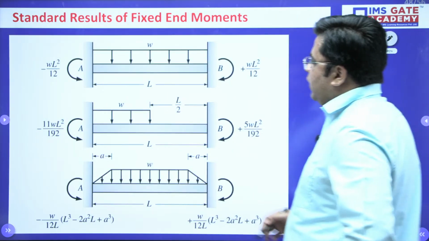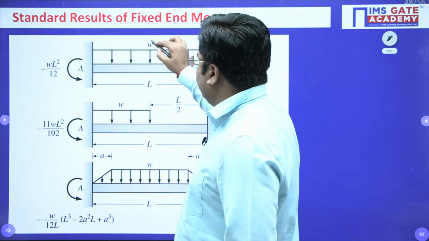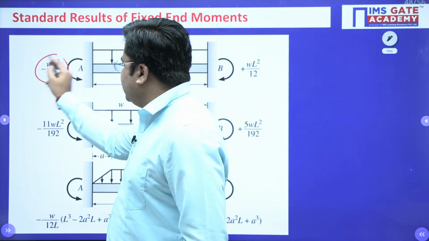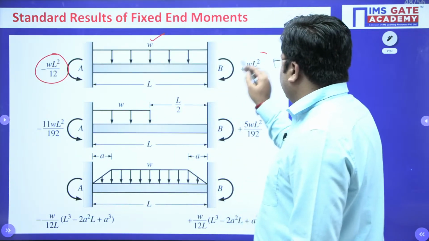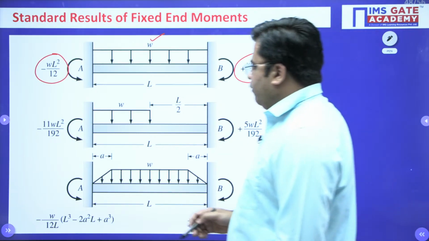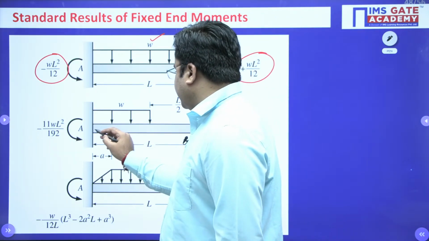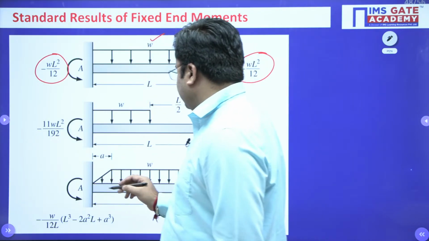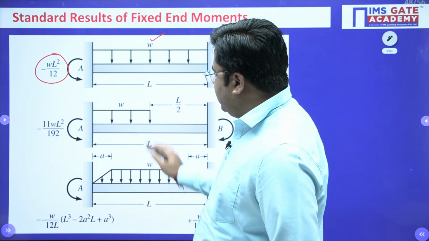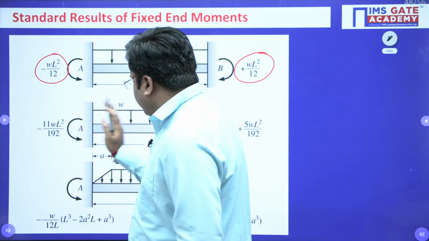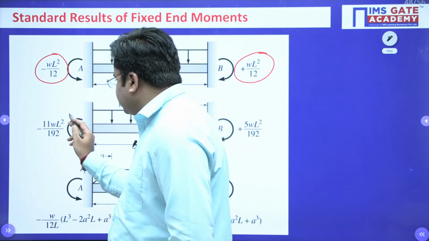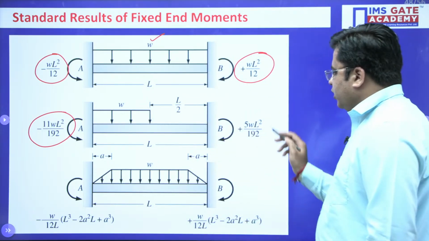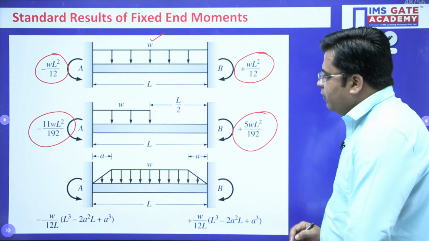Next is for different types of UDL. If your UDL is acting with uniform intensity W, then your fixed end moment at end A is minus WL square upon 12, and for end B it is WL square upon 12. If you have a UDL up to the half length, this is your mid length of the beam. If you have the UDL up till the half length, that is L by 2, then your fixed end moment at the end which is close to this UDL is minus WL square by 192, and the end which is away from this UDL is plus WL square by 192.